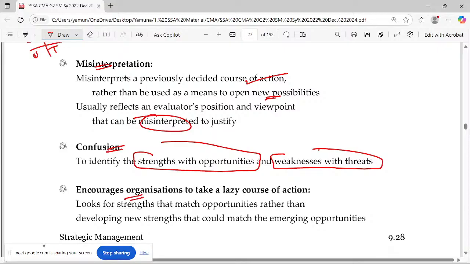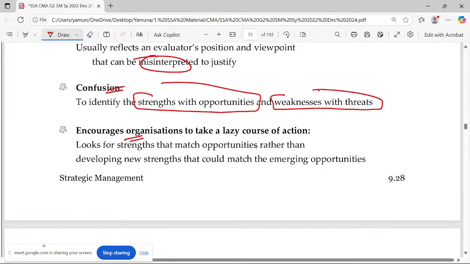Obviously, it will encourage the organization to take a lazy course of action, because sometimes you will not have a match. This is what you call a strategic match. Can you please make a note of it? We call this strategic matching, which means looking at what strengths are available. That could be an opportunity because I have the strength. But is this an opportunity here now?